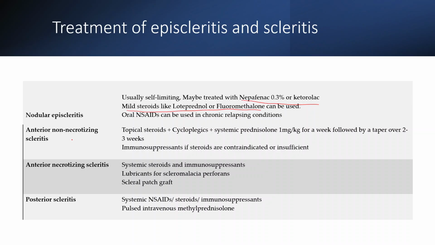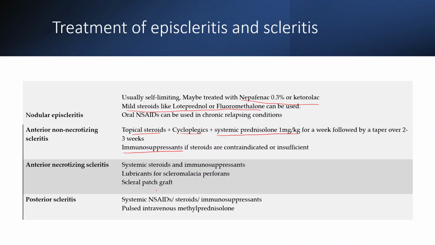If it is an anterior non-necrotizing scleritis, you can do away with topical steroids and cycloplegics, and what is a must is systemic prednisolone along with immunosuppressants depending on what autoimmune disease you are dealing with. Anterior necrotizing scleritis, you have to be a little more aggressive with systemic steroids and immunosuppressants, lubricants, and along with that you might need a scleral patch graft if there is a perforation.